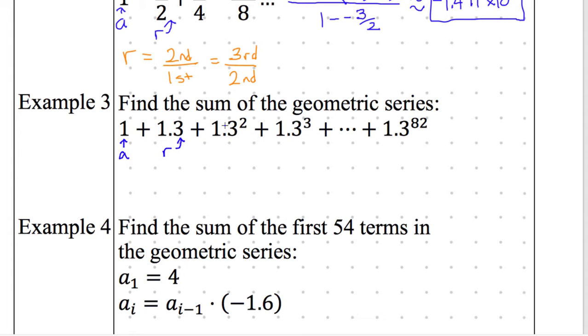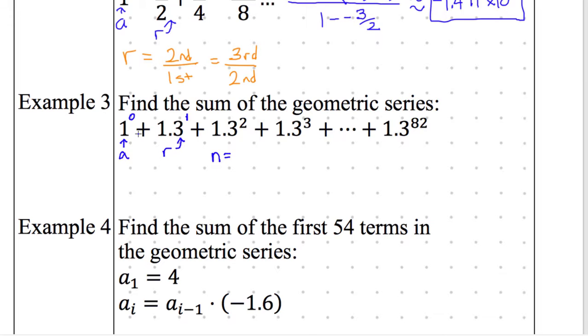Now, the hard question is, how many terms do I have? What is n? 83. You are correct. Explain it to us so we can understand. So the first 1.3 is power 1, so that's the first term. And then 1, 2, 3, all the way up to 82. So far you have 82 terms. But you start at 1, which is the power, which is a 0th term. That adds 1 more, so that's 83.